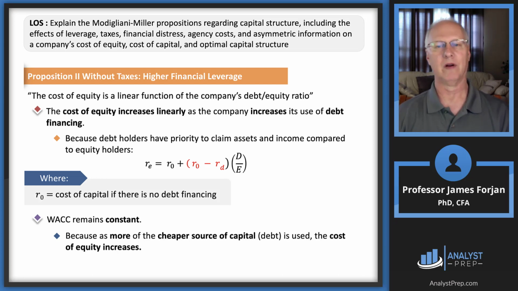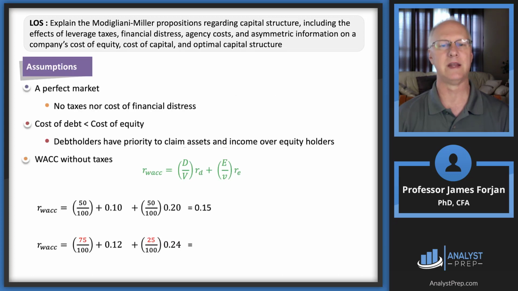However, there are consequences to that in the M&M world. What we'll see in just a few minutes is that the weighted average cost of capital remains constant over that debt to equity range. Let me show you what that means. Are you ready for this? Look at the green equation in the middle. This is just weighted average cost of capital. Of course, there are no taxes there. And we're assuming that the cost of debt is less than the cost of equity.